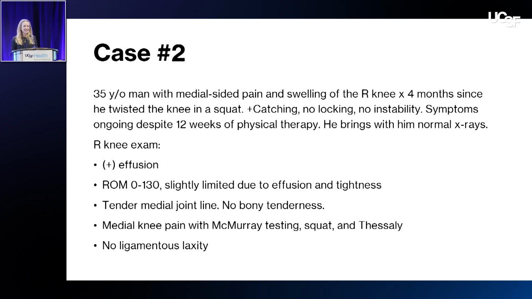All right. So we're going to move on to case number 2. This is a 35-year-old man with medial-sided pain and swelling of the right knee for 4 months since he twisted his knee in a squat. He endorses catching. He has no locking and no instability. His symptoms are ongoing despite 12 weeks of physical therapy, and he brings with him normal knee x-rays.